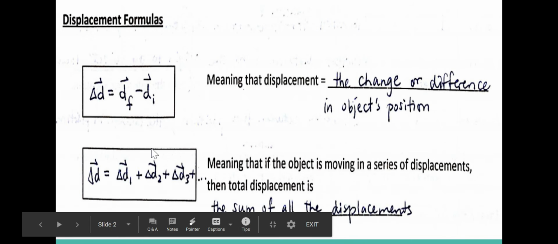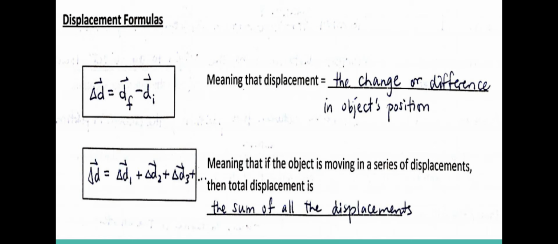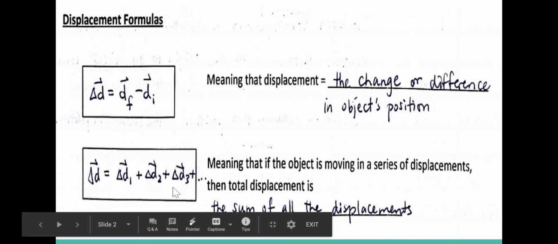Second formula, you're just adding up a series of displacements that the object made. So the object made some changes in position that happened one after another, and you could just add them up to get your total displacement. We will practice examples of both.